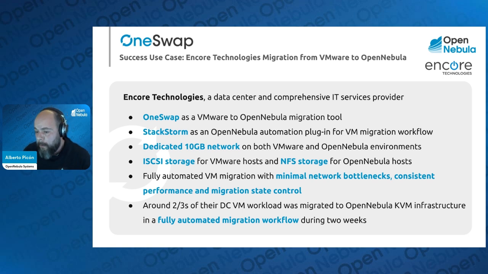They migrated 2/3 of their workloads in their data center, around 180 VMs, in a fully automated process without much human intervention. Their success ratio was around 96%, and the 4% that was not converted correctly were related to problems with network interfaces or applications running inside the virtual machines, not due to the conversion itself.